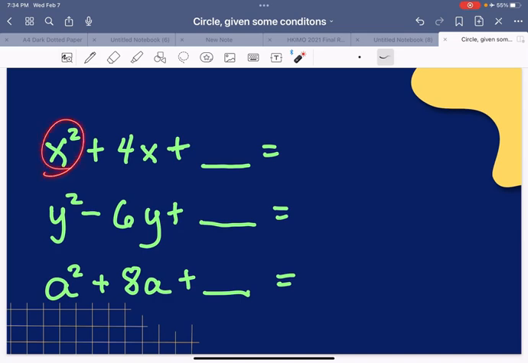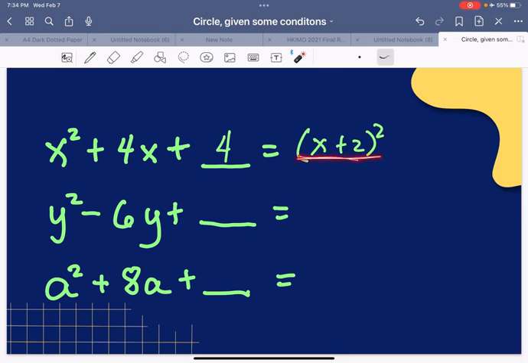So, x squared plus 4x plus blank. What are we going to add to make this perfect square trinomial? Ang mangyayari lang dyan, i-divide lang natin ito sa 2. 4 divided by 2, that is 2. 2 squared, that is 4. So, ang i-add natin dito ay 4, para ma-factor natin siya na x plus 2 quantity squared.